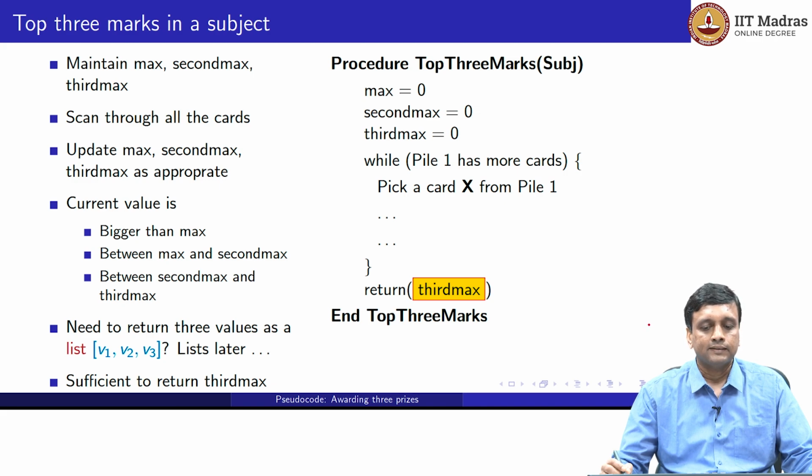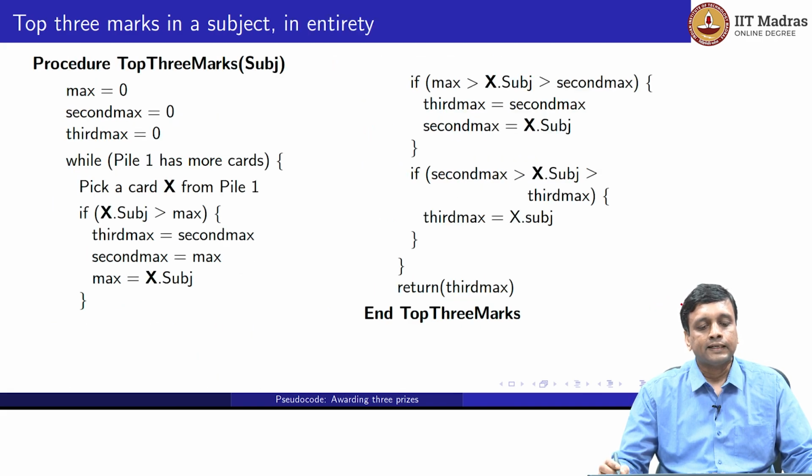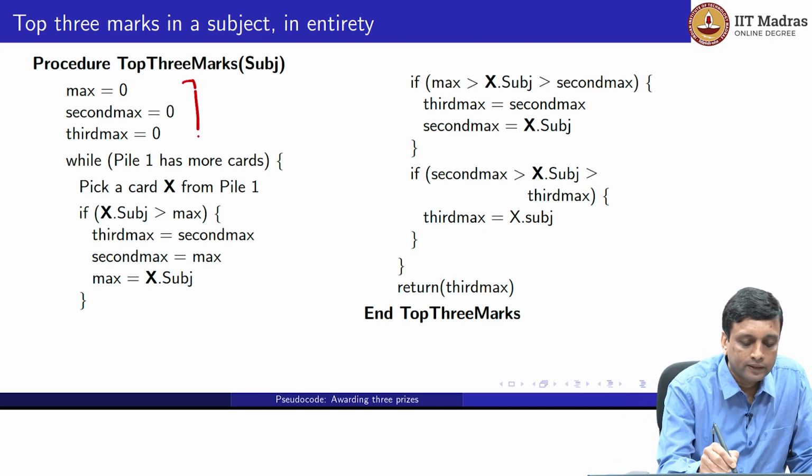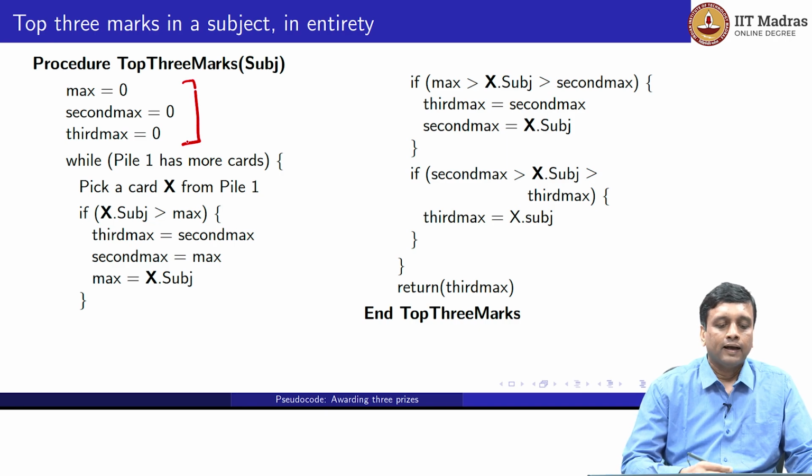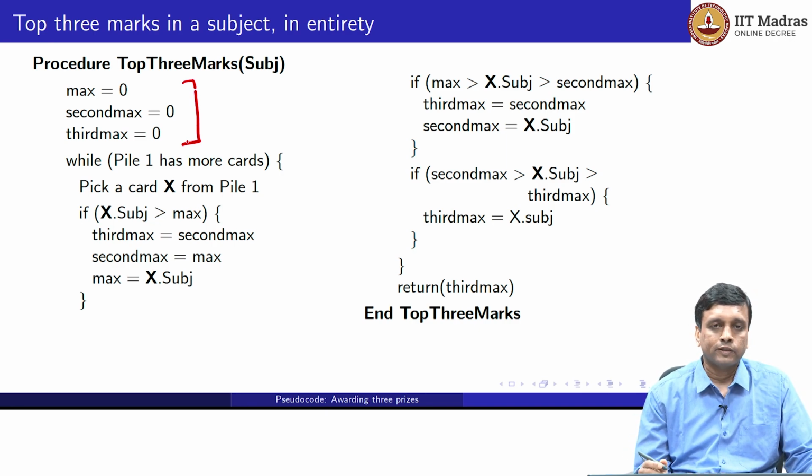But since we did it piecemeal, it's a good idea to probably see the procedure as a whole so that you see exactly how the whole thing is laid out. So this is the entire procedure to compute the top 3 marks in a subject. In the beginning, we did this initialization. We took these 3 values and initialized them to 0. And now this overflows into 2 columns, so think of it as 2 pages.